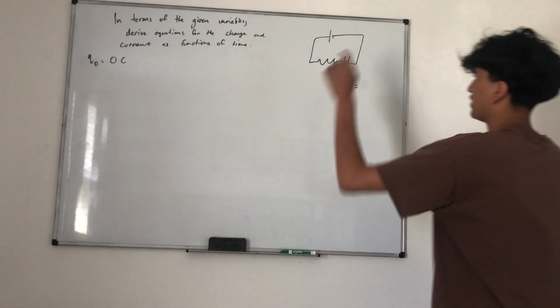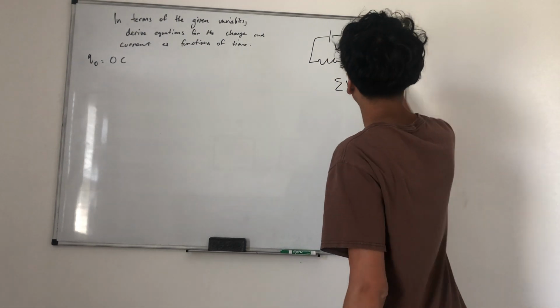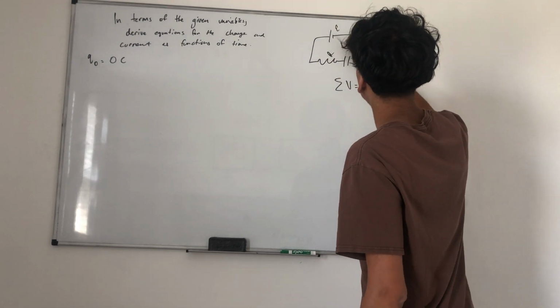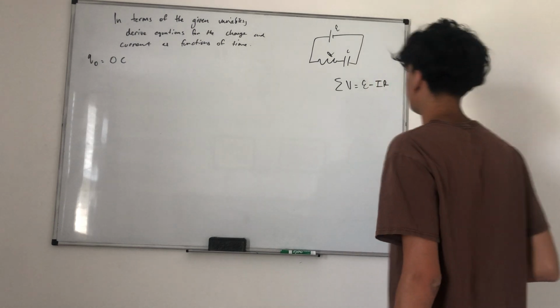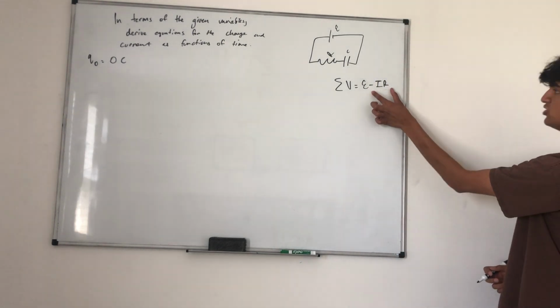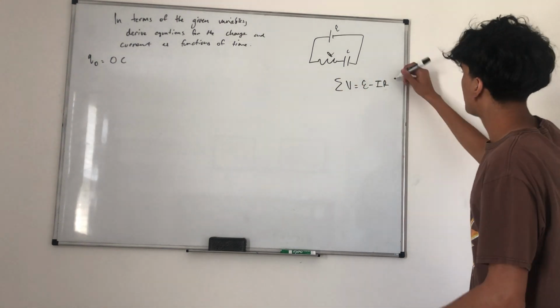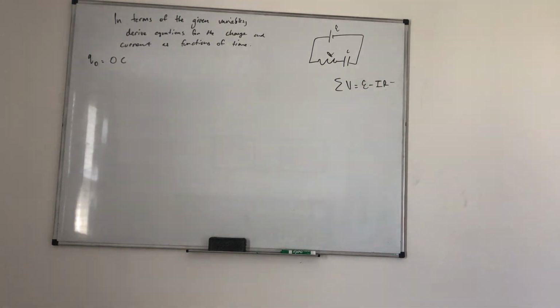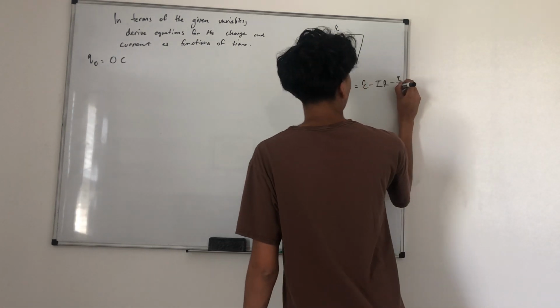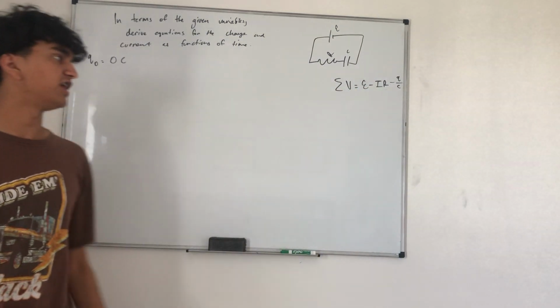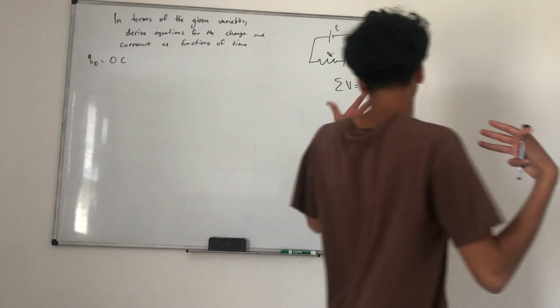So we're going to have the EMF of the battery minus the current times R, which is the voltage drop by that resistor, minus the voltage drop of the capacitor, which is going to be Q over C. That just comes from C equals Q over V, rearranging those variables. And Q initial is 0.